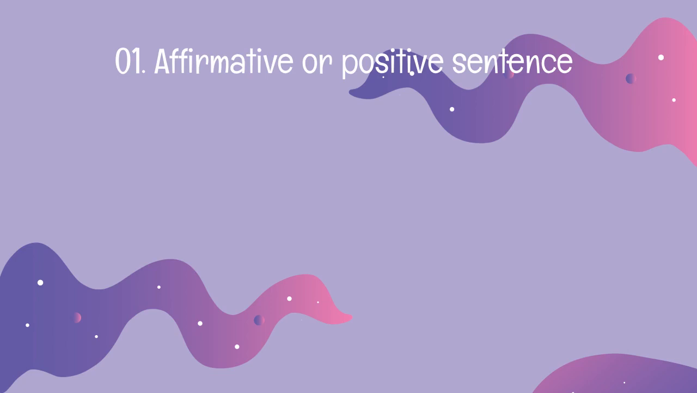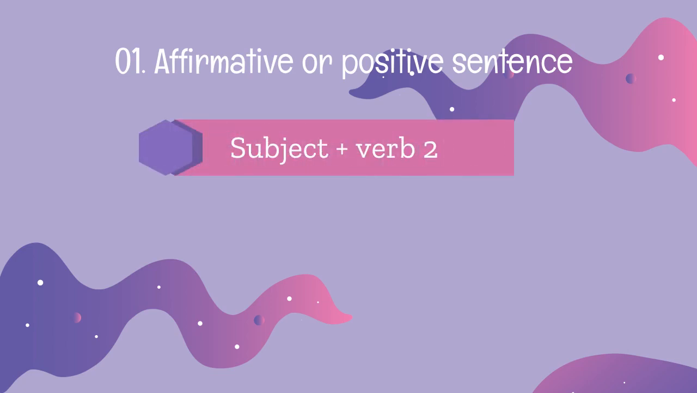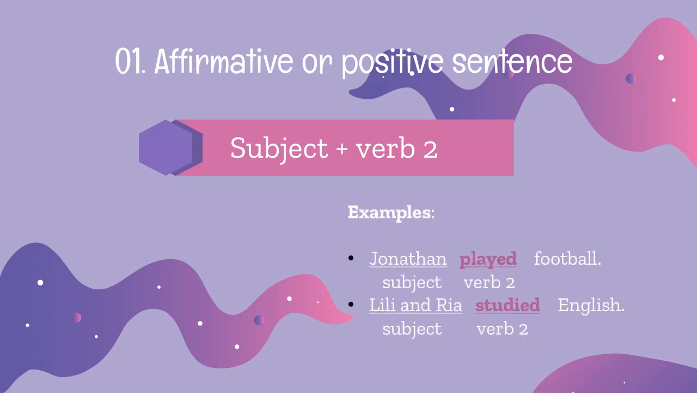Affirmative or positive sentence. Before you make this sentence, you need to remember how to make the sentence. You need subject plus verb 2. What is verb 2? Verb 2 is the past verb. Remember that? Past verbs? Yeah. Let's take a look at the example.